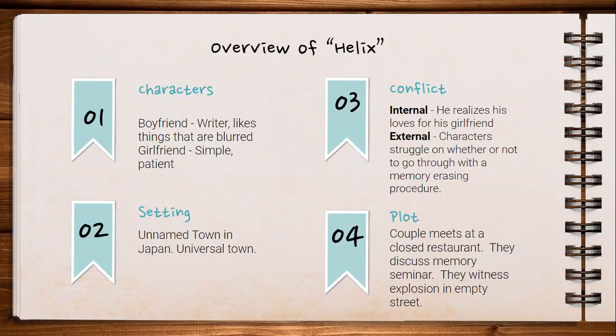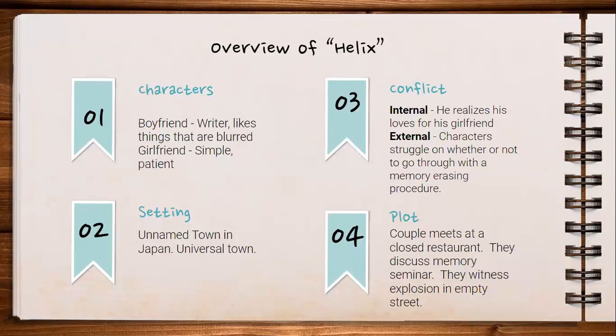There's two main conflicts inside of this story. One is an internal conflict where the boyfriend realizes that he actually does love his girlfriend, and not just in a light way, but in a serious way. And in a profound moment, he feels that love for her. And then there's also an external conflict where the boyfriend and girlfriend struggle with what to do with this memory seminar where the girlfriend wants to go with one of her friends to erase a lot of her memories. And the boyfriend is scared that she's going to forget him, that all of the memories that they made are going to be gone and she'll come back not knowing who he is and any of the history that they've shared.